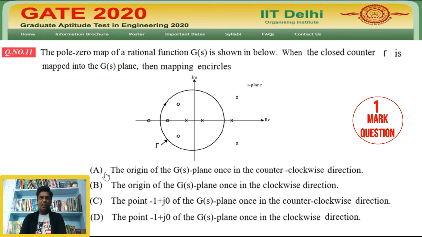The options are: option A, the origin of the G(s) plane once in the counterclockwise direction. Option B, the origin of the G(s) plane once in the clockwise direction. Option C, the point -1 + j0 of the G(s) plane once in the counterclockwise direction. Option D, the point -1 + j0 of the G(s) plane once in the clockwise direction.